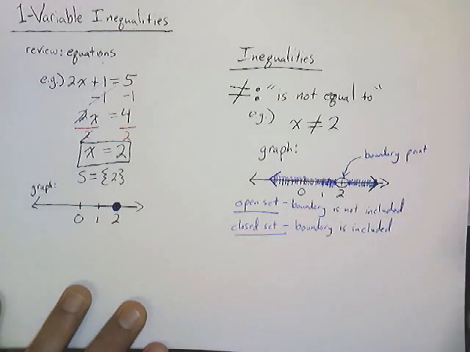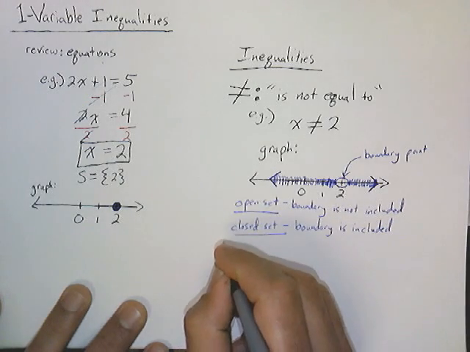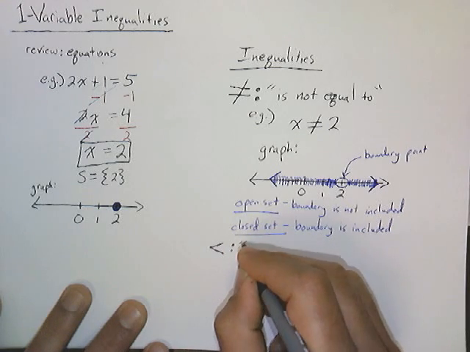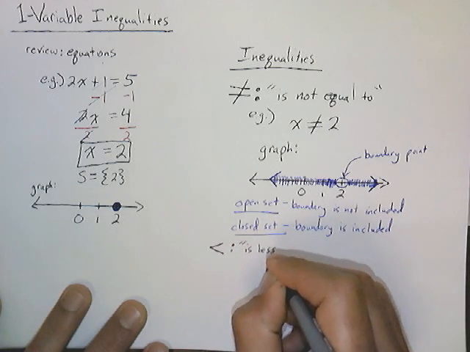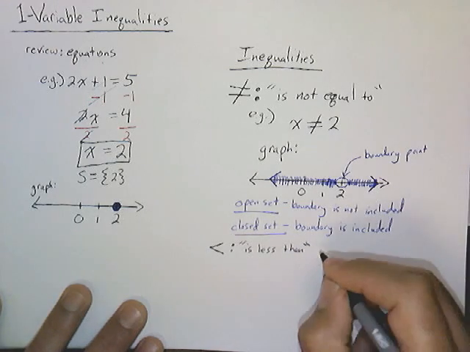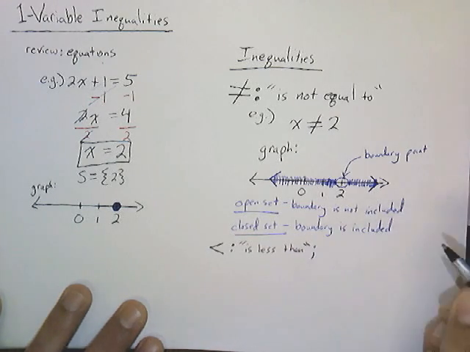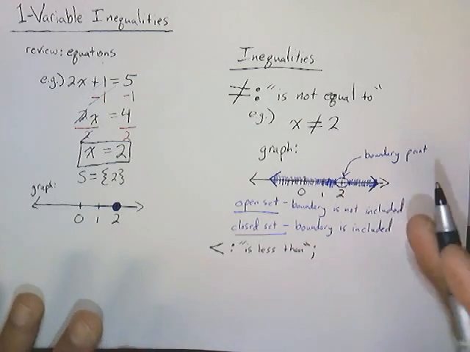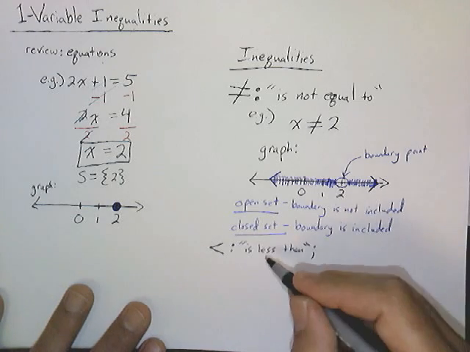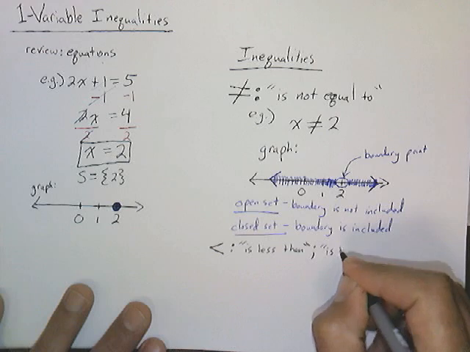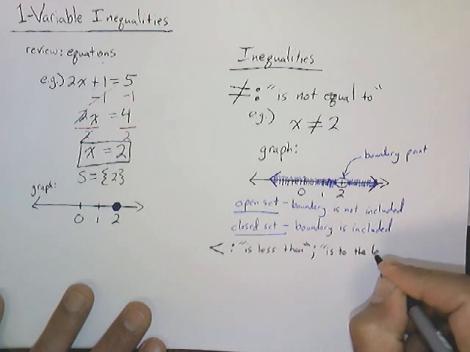But, of course, this isn't the only inequality. I think you've seen all these other ones before. We have, of course, this symbol, which means is less than. But I prefer to think about this, I mean, is less than, when you start getting into absolute values and stuff, things get a little fishy. So if is less than, I prefer to say is to the left of.